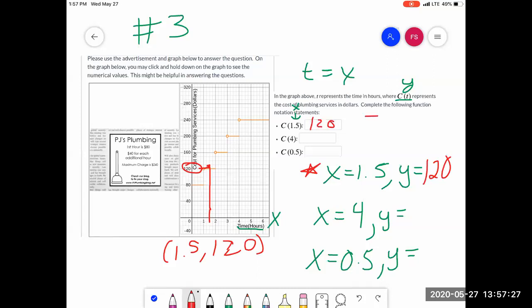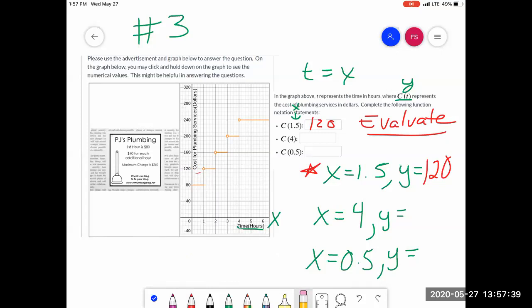Here we are evaluating step functions, and evaluate is the same thing as saying solve. So let's try it for this second part. I'm going to erase the graph so we have a little bit more room here. And for the second one, we're looking for the C of 4, or when X equals 4. So I go here to the X-axis where X is 4. I go up to the actual step function.